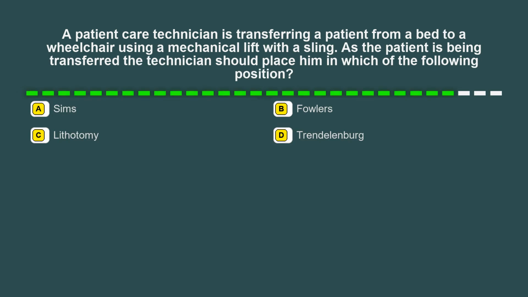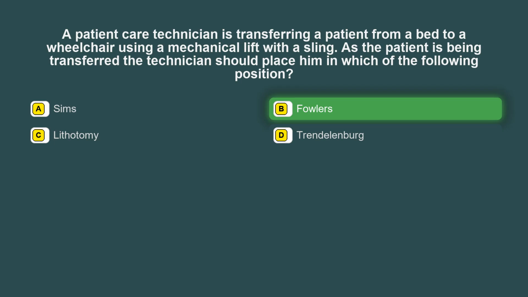Question 41. A patient care technician is transferring a patient from a bed to a wheelchair using a mechanical lift with a sling. As the patient is being transferred, the technician should place him in which of the following positions? Option A. Sims. Option B. Fowler's. Option C. Lithotomy. Option D. Trendelenburg.